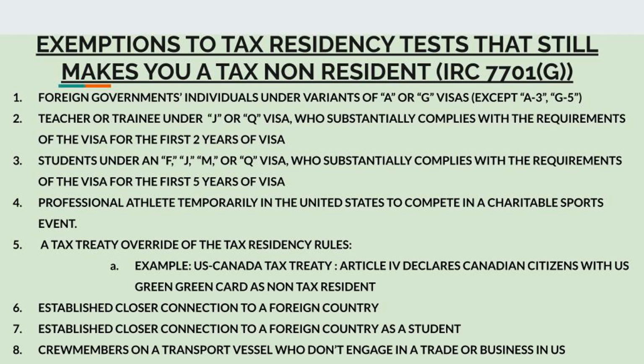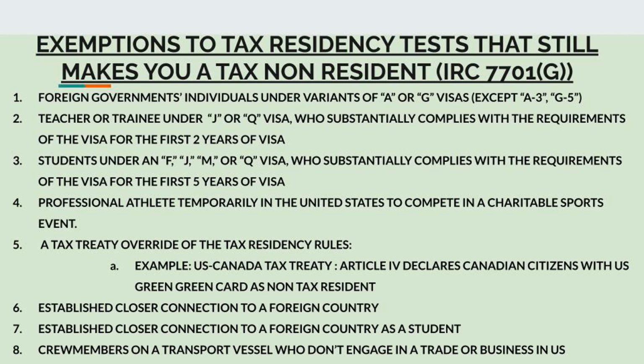The fourth one is professional athletes temporarily in the United States to compete in a charitable sports event. The fifth one has to do with the tax treaty, which would override the tax residency rules that we covered.